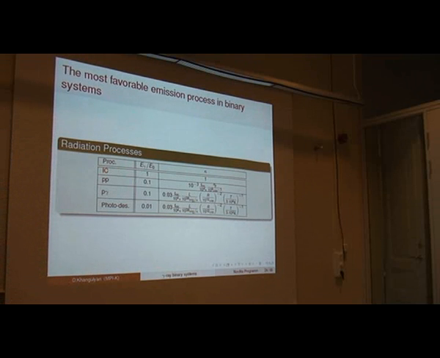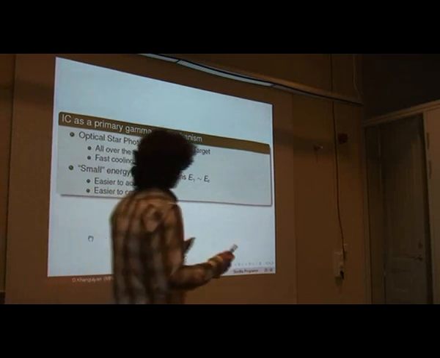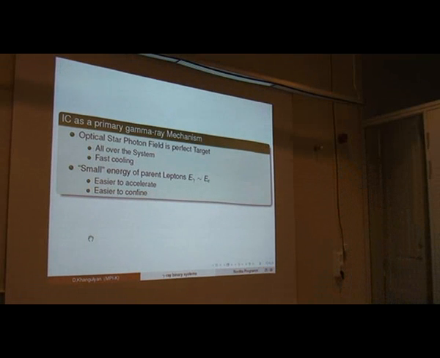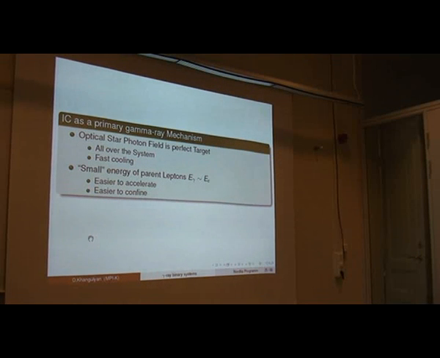And if summarized, one may see that, okay, in terms of gamma-ray binaries, the best mechanism is inverse Compton scattering, and it's indeed quite easy to understand because we have a very good target, which is the soft photons from the optical star, and we need a relatively small energy of the parent particle. So to produce TeV gamma rays, we need only TeV electrons, and so it's easier to accelerate them and easier to confine them.